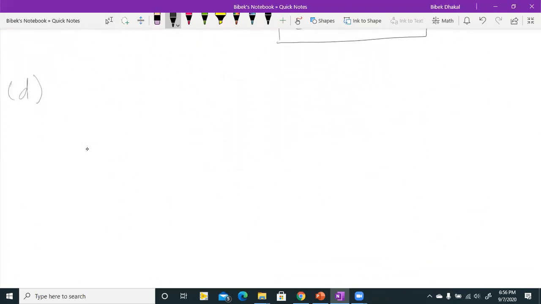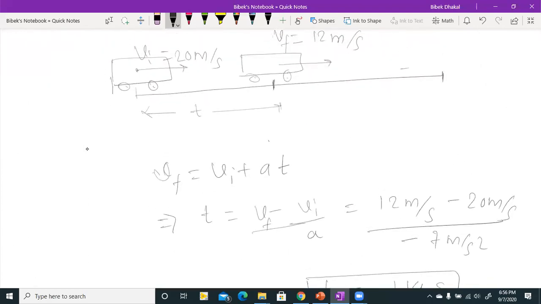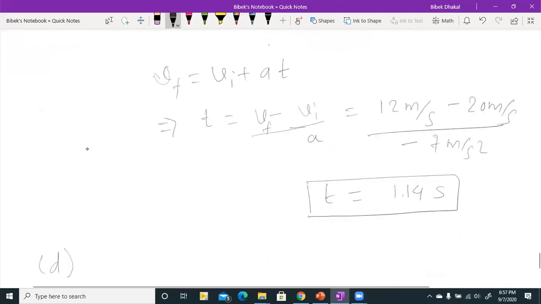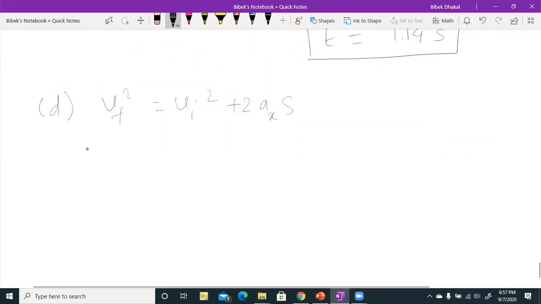Okay, so last part of the problem where you are asked the distance, this distance. So we just calculated the time for the car to reach from 20 meters per second to 12 meters per second. Now we need to calculate the distance. So we just need to use a different equation of motion. You can use either this one, or the last one, the one with delta x. Because you already have the time, you can use that one as well.